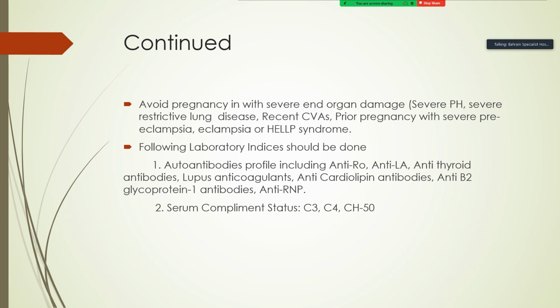It includes autoantibody profile, including anti-Rho, anti-La, anti-thyroid antibodies, lupus anticoagulant to detect antiphospholipid antibody syndrome, and then anti-RNP. And there should be a check of serum complement levels. These are very important, the serum complement levels, because it later on will help us if a person is having a flare during pregnancy. The flare of SLE in pregnancy can mimic the symptoms of pregnancy. So if we check the complement levels before pregnancy, it will give us baseline levels of complements.